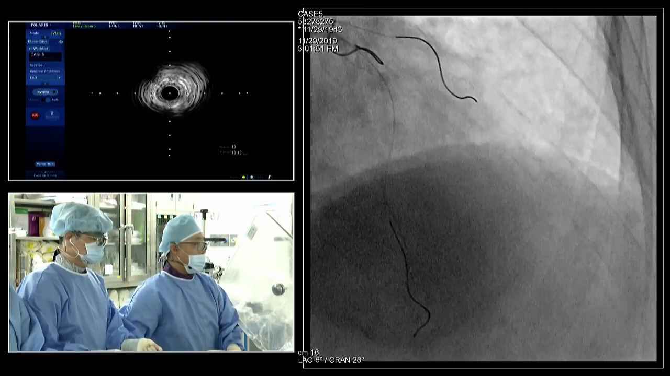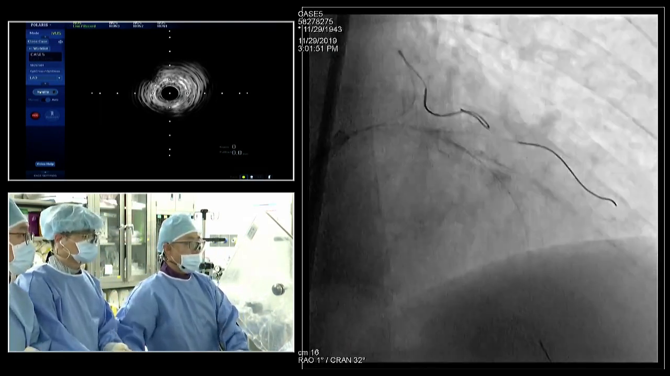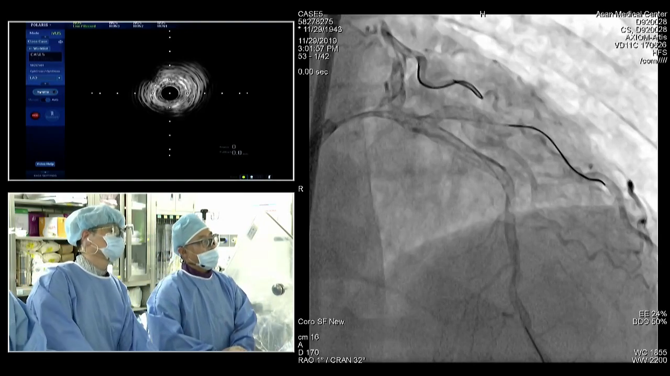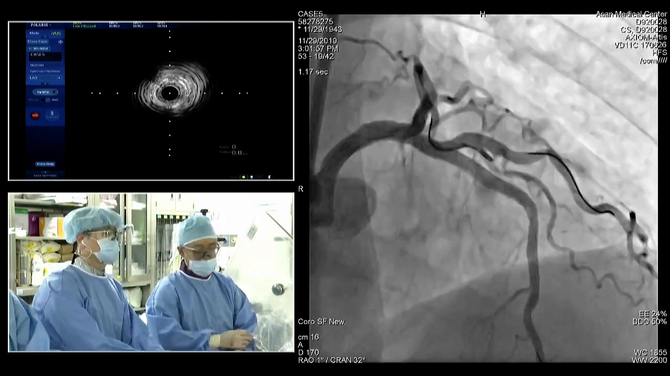Yes, if possible, I'd like to see the diagonal ostium part too. Great. Okay, good. It's perfect. Okay, the result. Baseline is very complex. Result is very nice.